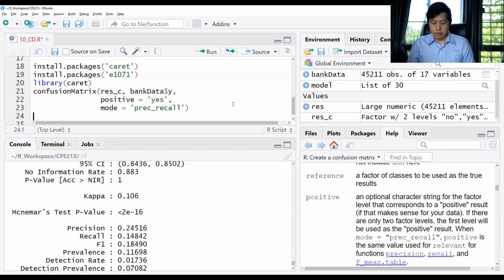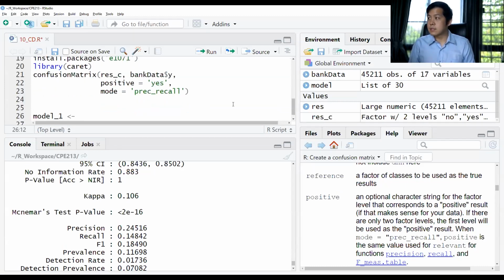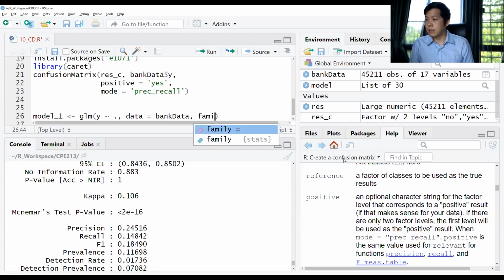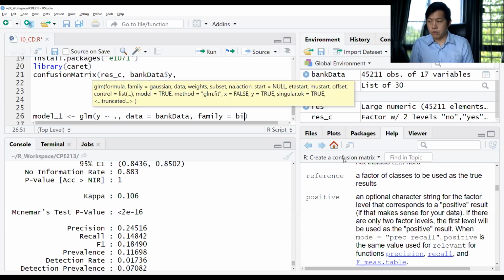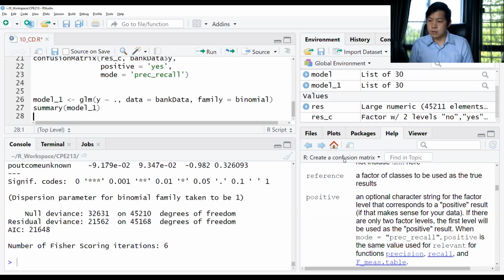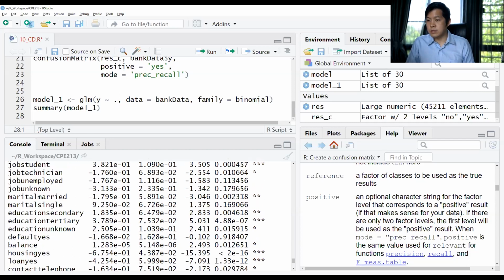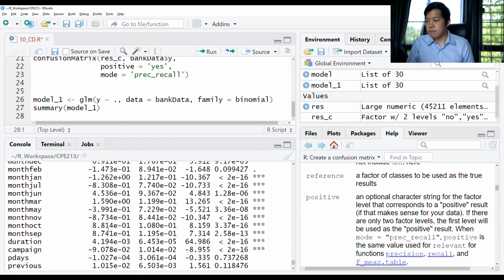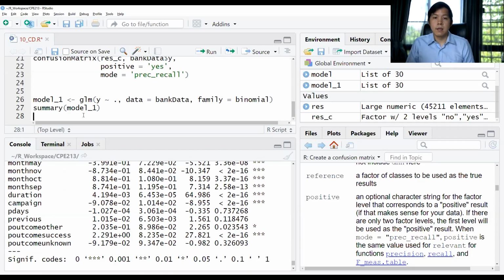I'm going to create a model 1. This is the GLM of Y tilde dot. The data is the bank data, and family is binomial. Then summary of model 1, right? Okay, you can see that there are a number of variables associated with that, not just job and marital, but also days, months, and other things.